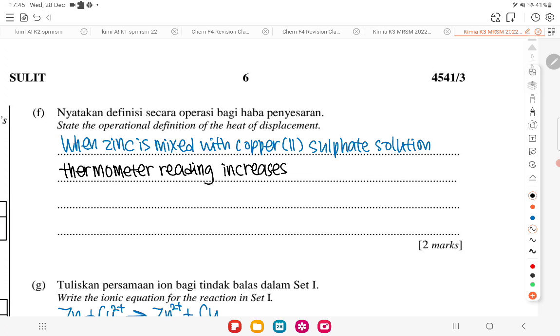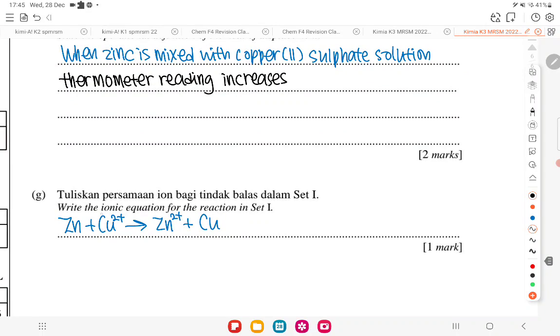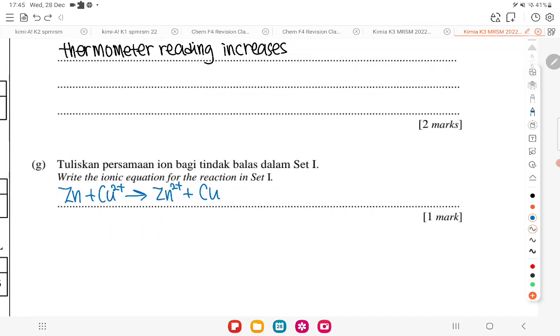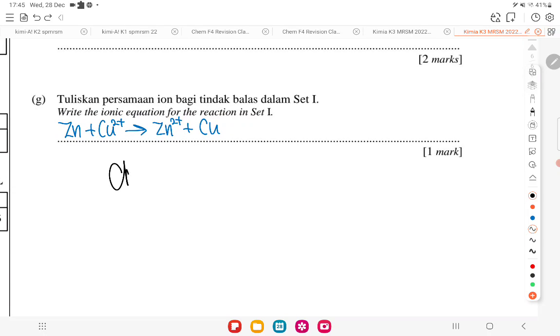So nothing, all right? I think this is the idea, okay? So the last one, how to write the ionic equation for set 1. This is a very important skill that you also learn in your Form 5 Chapter 1. So how to write the ionic equation? To write an ionic equation, always start with the chemical equation. So start with the chemical equation first.